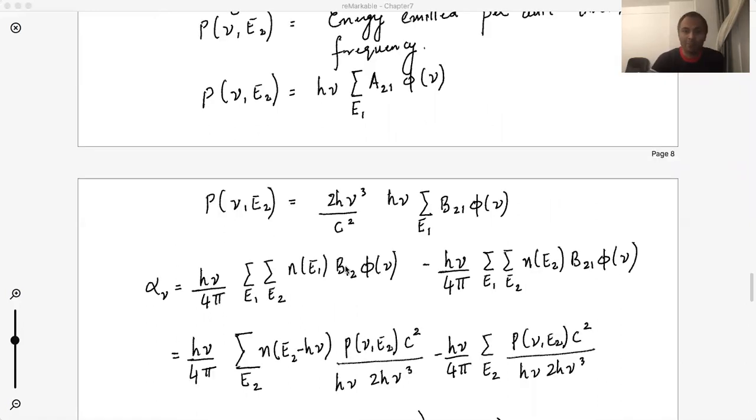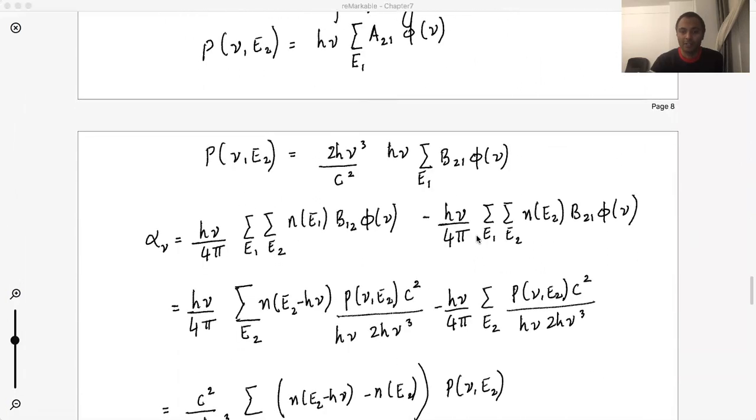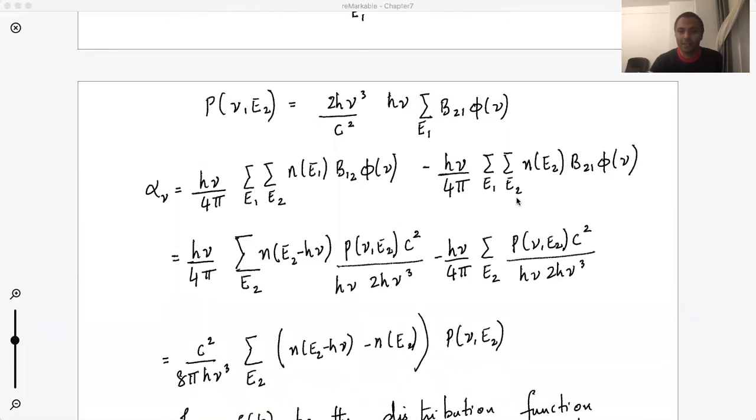Now the second term, which is this term here, for stimulated emission, is again a double summation over E1 and E2, and in this case the summation over E1 is pretty elementary.